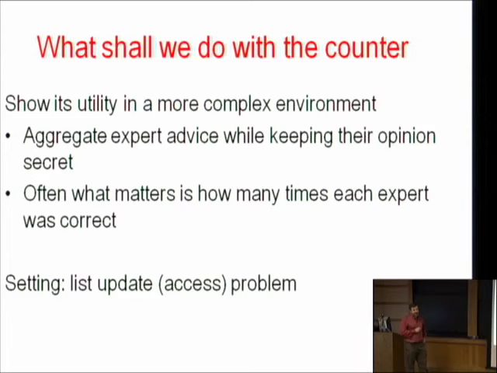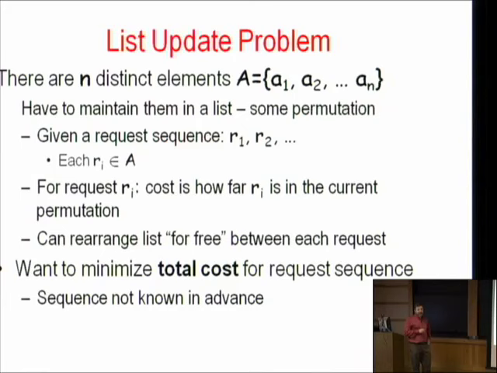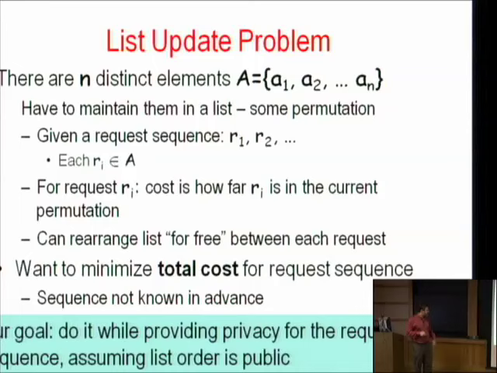So here is an example. One problem you can do something with is the list update problem. In the list update problem, you have n elements. You have to put them in some ordered list, and then you have a request sequence. Each request says, "I want this particular element," and you pay where it is in the permutation. The cost is how far it is in the current permutation. And for our version, this is not the typical thing, we give rearrangements for free. The goal in general is to minimize the total cost for a request sequence, and of course the request sequence is not known in advance. And our goal is to do this while providing privacy for the request sequence.